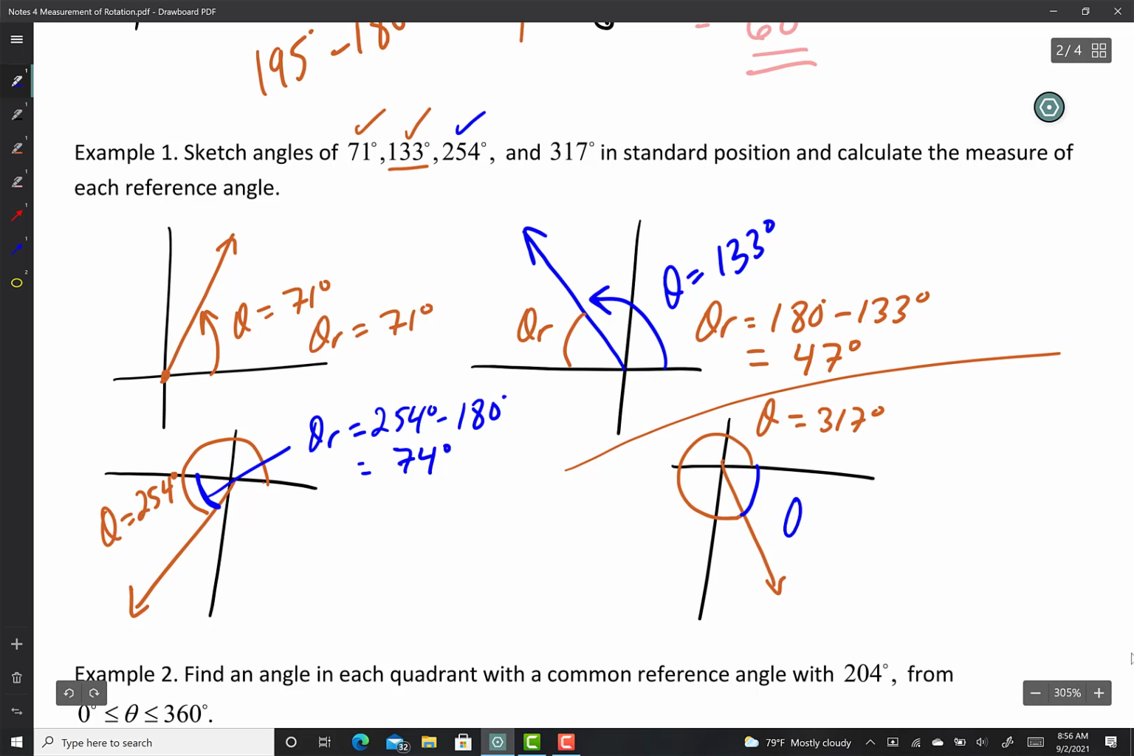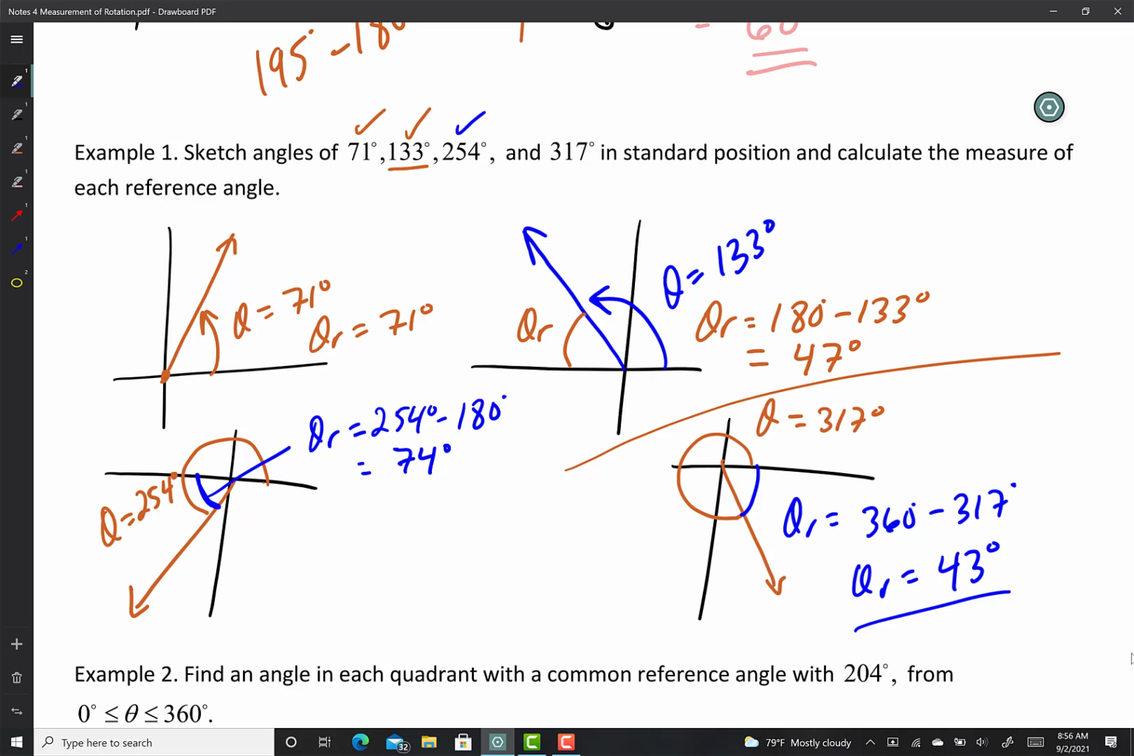So you're going to do 360 minus 317. And that's going to give us 30, 40, 50, 60, 43. I should have been closer to the middle. I made it look closer to the y-axis and x-axis, but that's fine. No big deal.